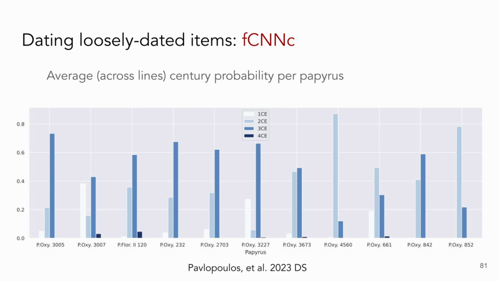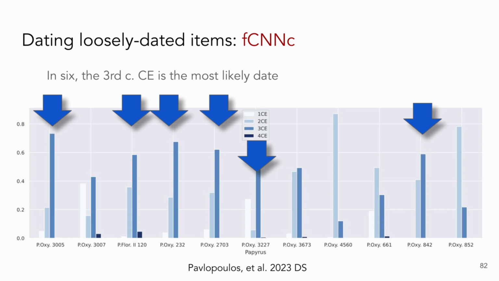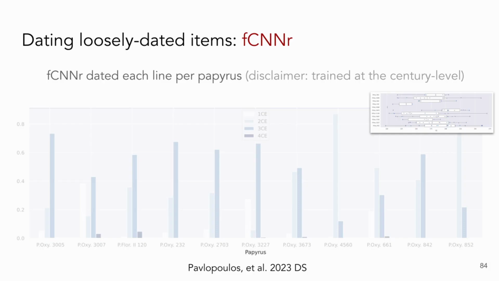By averaging then the century probabilities across the text lines per fragment, we see that for the classifier variant, the 3rd century is the most likely date in most papyri. So we are starting to get estimations out of it. But the 2nd is the most likely in 3. And then we move to the other variant. So we have 2 types. The regression variant, on the other hand, provided us with a more precise chronology for the same lines.